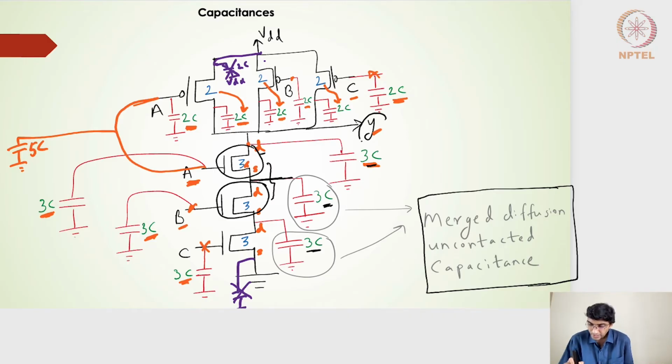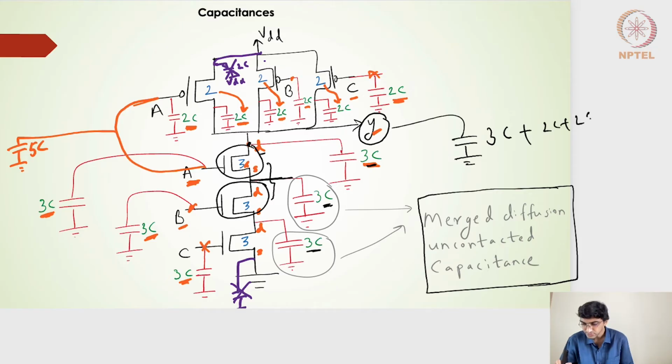So to come back to this Y output node, the drain to body of transistor A on the pull down side is going to contribute 3C, and the pull up side is going to contribute 2C plus 2C plus 2C, which is 6C. So overall, the output Y node of this individual stage sees a capacitance of 3C coming from the pull down side plus 2C plus 2C plus 2C coming from the pull up side. So overall it sees a total capacitance of 9C. Hope this is clear.